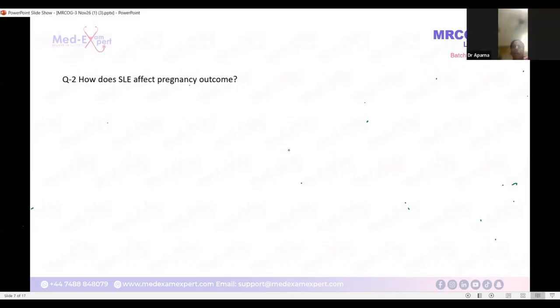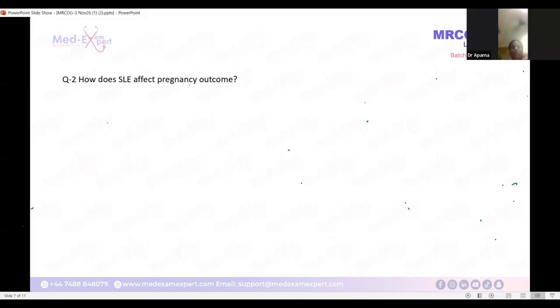Regarding the anti-Ro antibody positive, I would suggest serial scans from the 16th week of pregnancy to see if the baby has any congenital heart block. Because if the woman is anti-Ro antibody positive, there is an increased chance for the baby to have sudden absence of cardiac activity due to heart block. So I'll monitor her heartbeat from the 16th week of pregnancy.